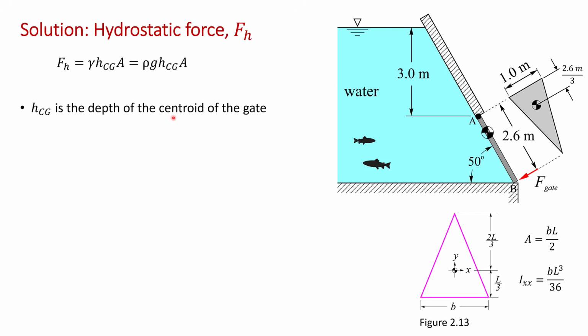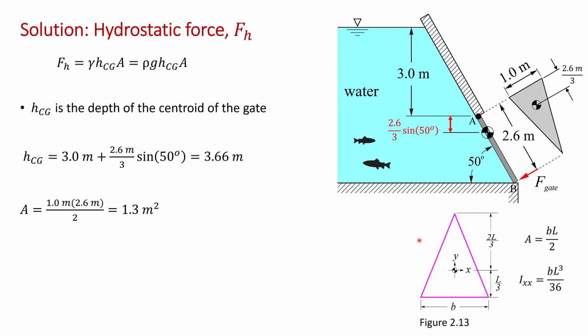So the depth of the centroid we can calculate because the centroid of a triangular gate is located 1/3 of the height, so at 2.6 meters divided by 3. Now that distance is inclined with the gate, so we have to take the sine of 50 degrees. So this distance here is 2.6 meters divided by 3 sine 50 degrees, and to get the total depth we add on 3 meters. And so that gives a total depth of the centroid, so the vertical distance to the centroid in the liquid, of 3.66 meters.